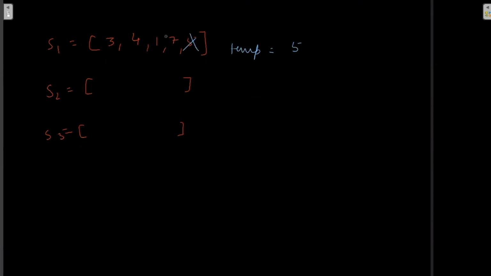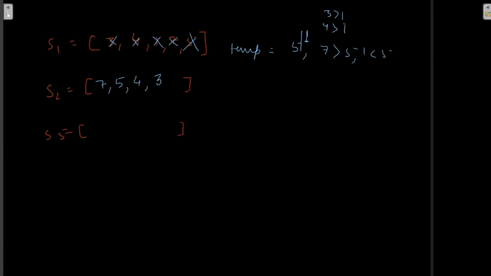So what you said is that first I pop the value from stack S1, and if it is greater than 5, then I put it into S2. So 7 is greater than 5, so I put 7 here. Now 1 will come, but 1 is less than 5, so I put the value of 5 back into the stack, and temp will be 1. Now move on to 4. 4 is greater than 1, so I put 4 here. Then 3 is also greater than 1.